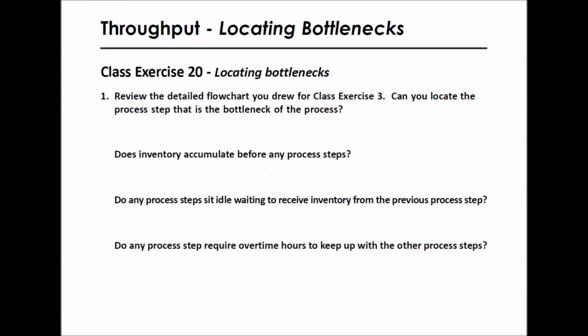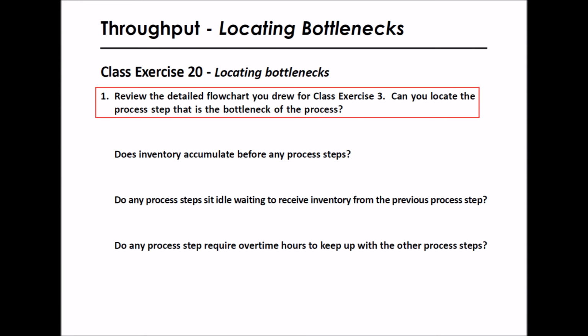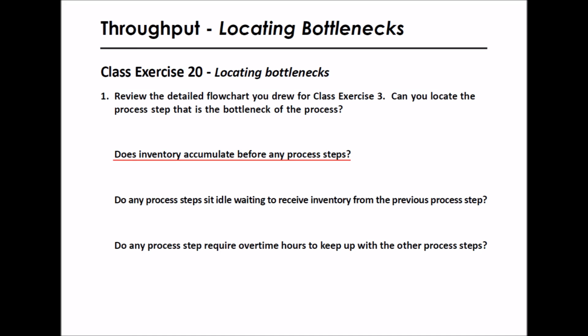In class exercise 20, the operators will review the detailed process flowchart from exercise 3 and locate the process step that is the bottleneck. It will be the process step with the lowest throughput. Answering these questions will help determine which process step is the bottleneck. Does inventory accumulate just before a process step? Do any process steps regularly sit idle waiting to receive inventory from the previous process step? Or do any process steps need to work overtime to keep up with the other process steps?